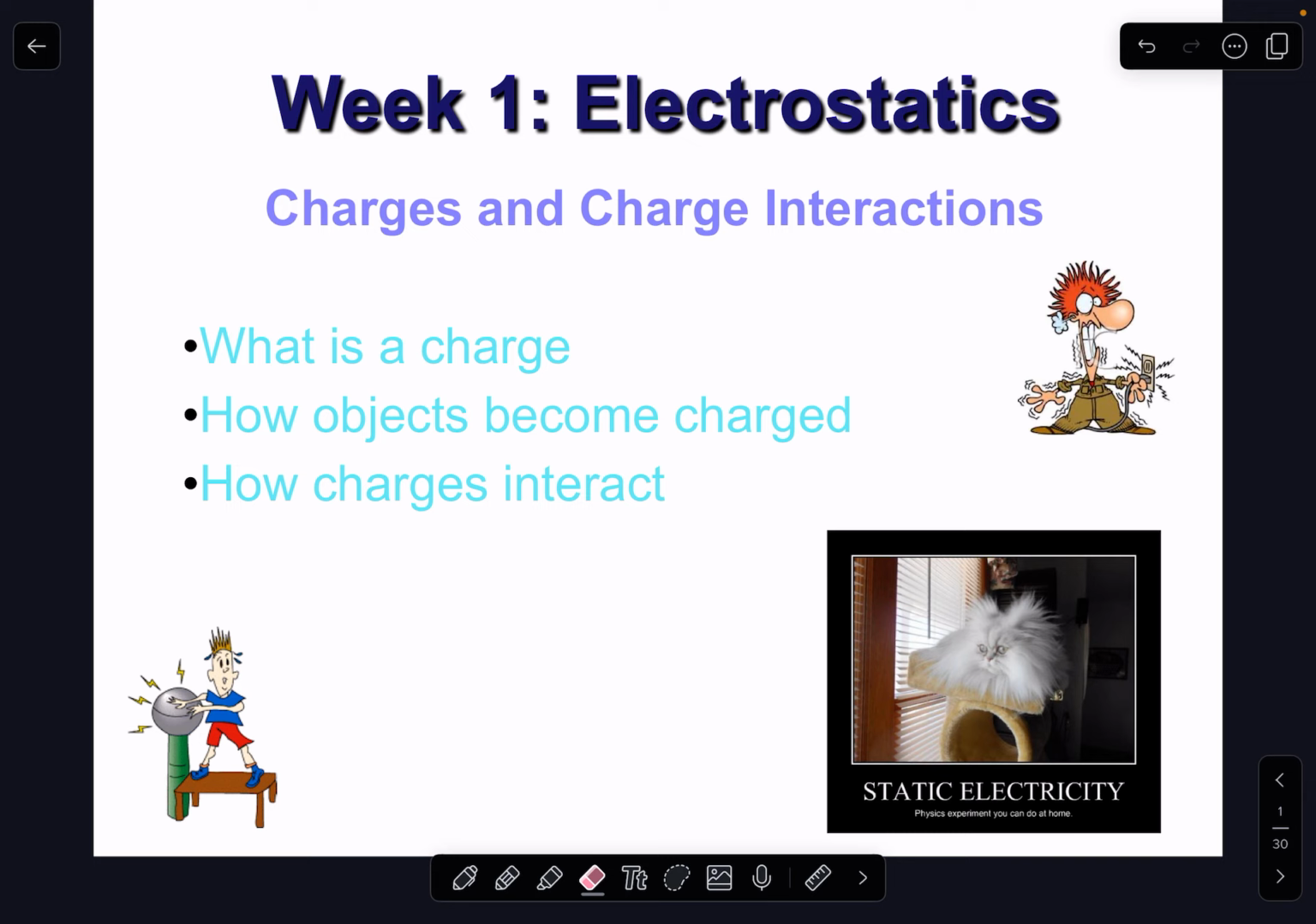So if I did units, I would have a unit of electrostatics, which would essentially be now through week 5. This week, we're doing the charges and interactions, how things become charged. Then we'll get into electric forces, electric fields, electric potential, and electric flux.